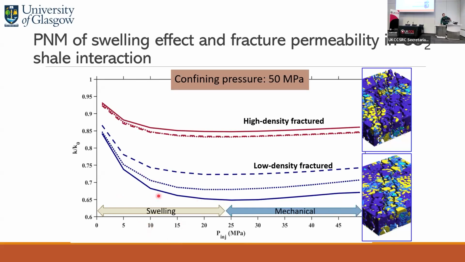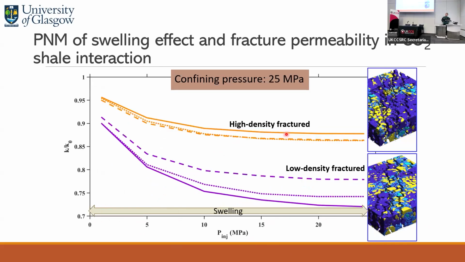You can induce swelling first. If you continue injection, the mechanical changes become dominant. So we can see the permeability decrease first and then increase. This is consistent with some of the experimental observations. Also, if we have a lower confining pressure, we assume the shale reservoir is shallow.